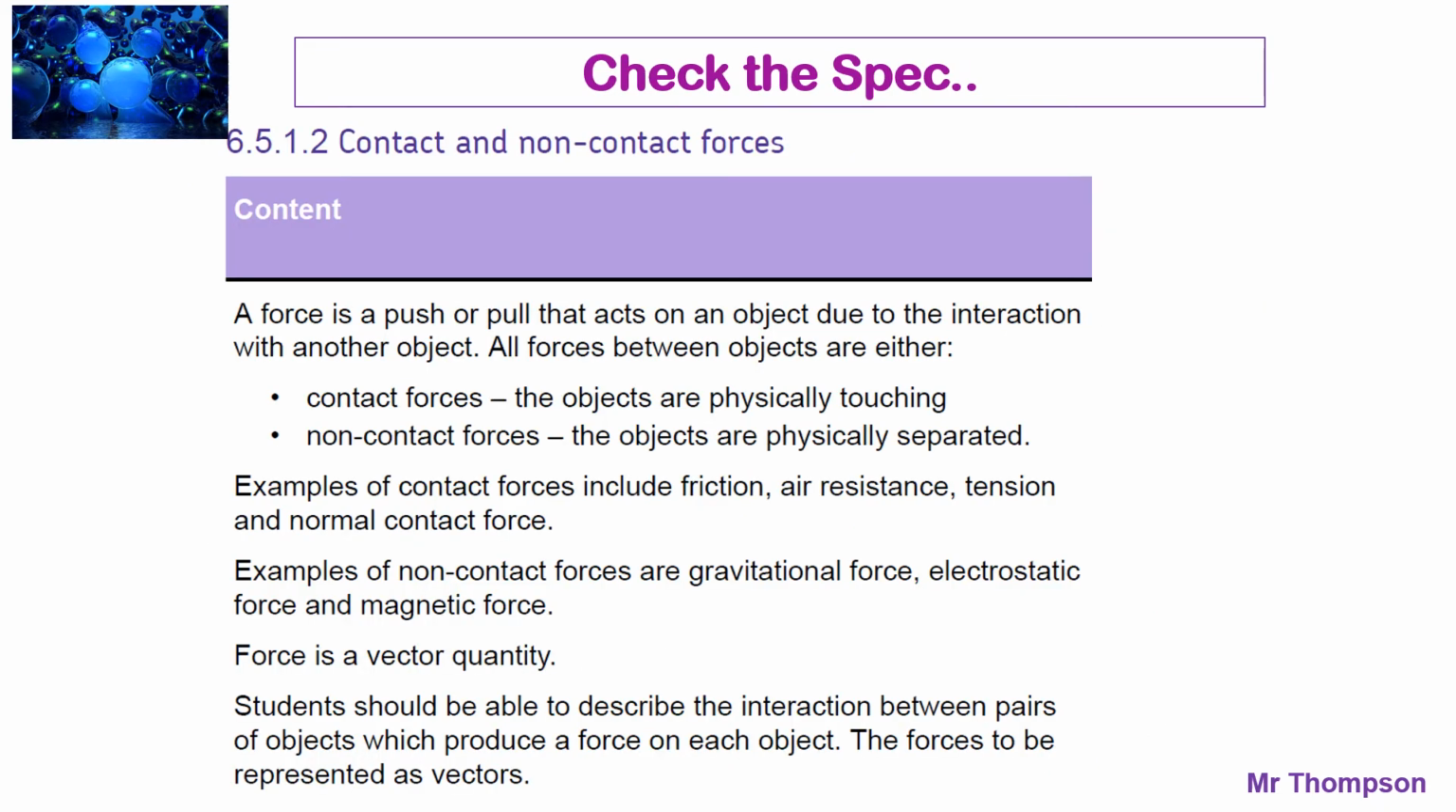Okay, the second half is about contact and non-contact forces. This is quite straightforward. It is what it says it is. Contact forces are objects that are physically touching each other, whereas non-contact forces are not in contact, they are physically separated. So just remember the examples below. Probably worth writing these down. Friction, air resistance, tension, and normal contact force, which we'll come to later, are all contact forces, whereas gravitational, electrostatic, and magnetic do not make contact. They can act at a distance, so they are non-contact forces.